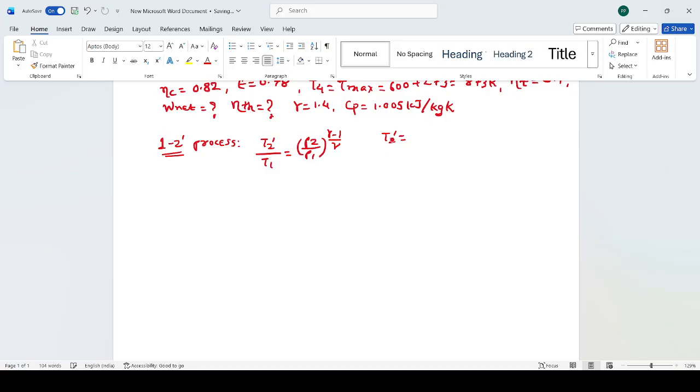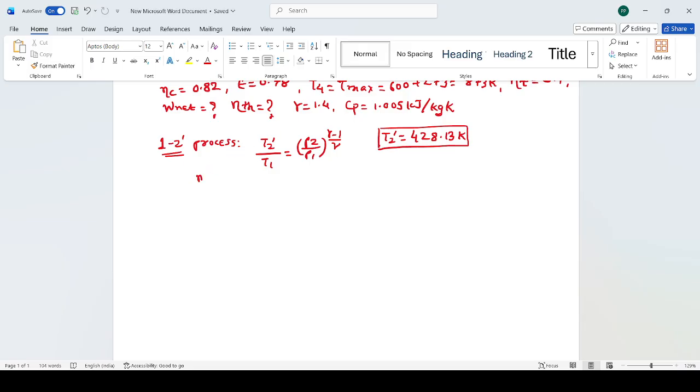I know the value of temperature T1 as 288 Kelvin, pressure P2 as 4.04 bar, pressure P1 as 1.01 bar, and gamma equal to 1.4. So if I substitute these numbers in the equation, I get the temperature T2 dash as 428.13 Kelvin. Please check the answer that you get after the calculation, and confirm the temperature after the isentropic compression.